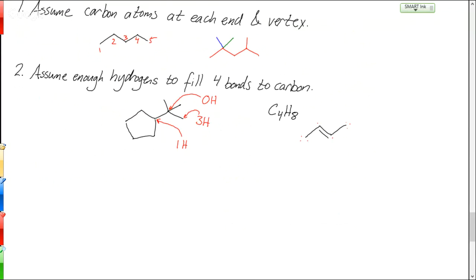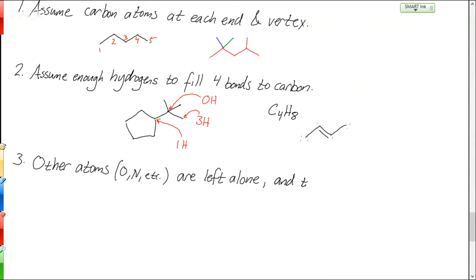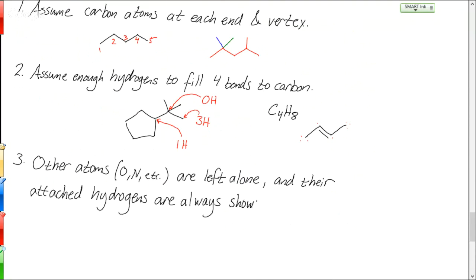And then the third rule, the last rule, is other atoms, whatever, O, N, whatever it might be, are left alone, unabbreviated. And their attached hydrogens are always shown.